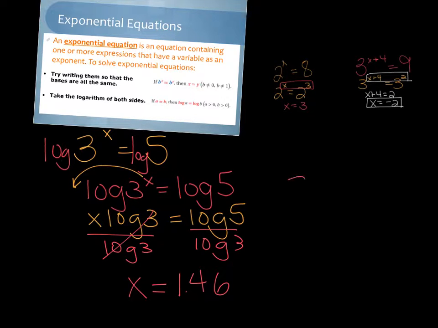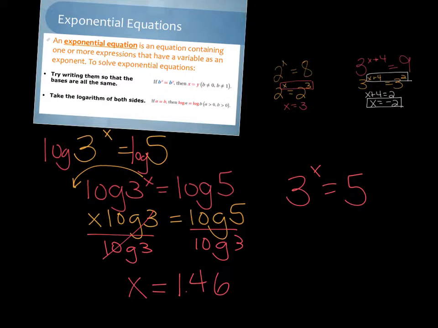My original thing was 3 to the x equals 5. So if I'm saying that x is 1.46, then if I use my calculator to raise 3 to the 1.46, I should get an answer pretty close to 5. Now we've rounded, so it might not be exact, but when I type that in, I get 4.97. So it's pretty close. Again, rounding won't make it exact, but at least I'm pretty close.